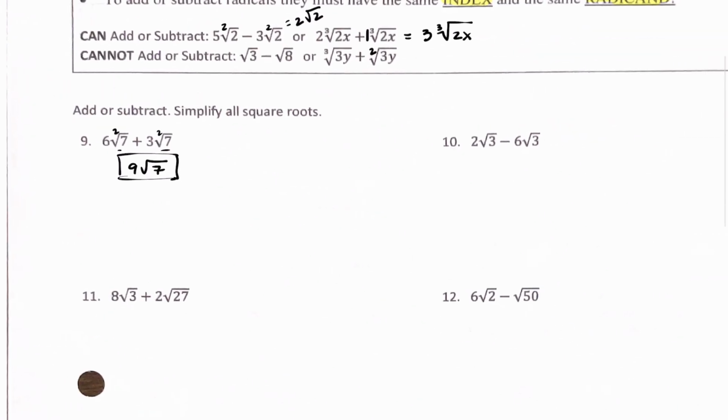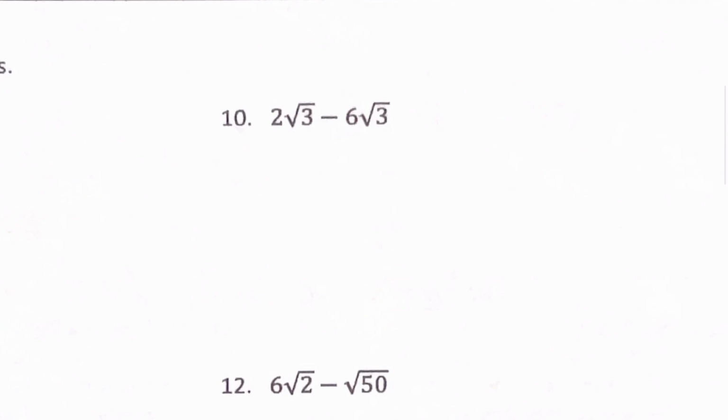Number 10, just like number 9 here, we have 2 root 3 minus 6 root 3. So they have an index of 2 here and an index of 2. So let's take a look at the radicands. They both have the square root of 3s. So yes, I can combine these 2 terms. So 2 minus 6, that's negative 4. How many root 3s are there? There are negative 4 root 3. So that's your answer for 10.